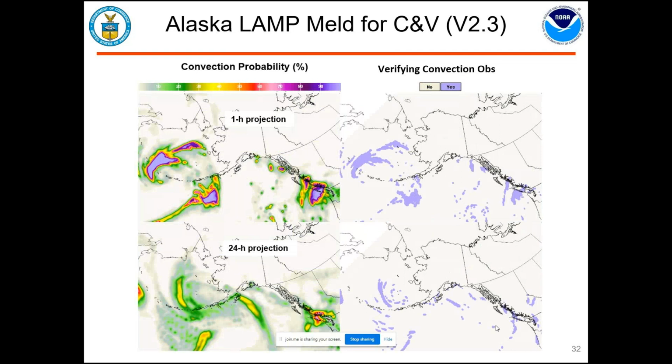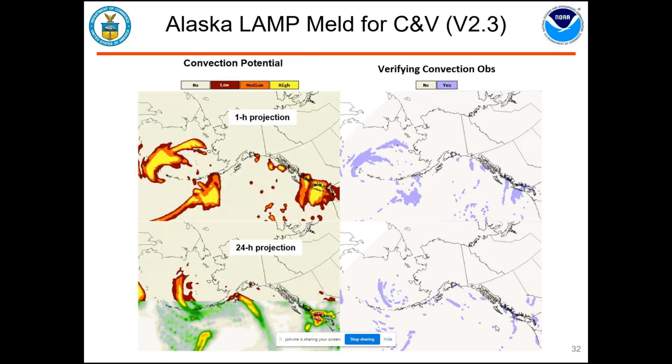Here's an example convection probability product. Again, the top is for 1 hour and 24 hours at the bottom. Observed convection OBS on the right. So this product is currently undergoing, we're finally getting this up and running on the supercomputer, and we're making some images to look at on a website. Here are the convection potential and the verifying OBS.